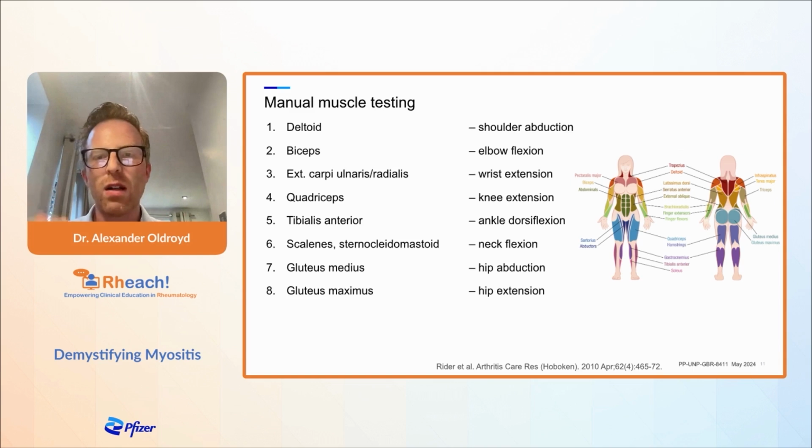150 is normal, anything lower than that is weak, and it's good to quantify this. Obviously there's a lot of variation between different examiners, but it's good to quantify it.